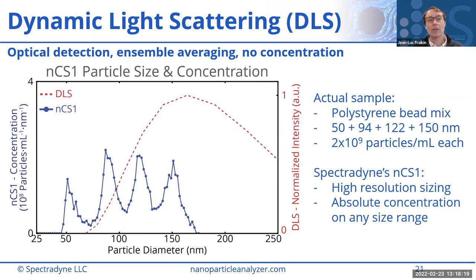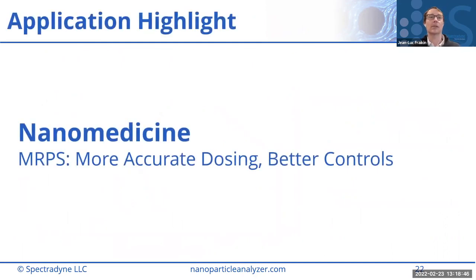Now, this is a bit of an unfair comparison, maybe you'd say, because dynamic light scattering is an ensemble method and MRPS is measuring single particles, so it has an inherent advantage, and you'd be right. But the fact is, many people are still using DLS to measure highly polydispersed samples, and it's failing them, honestly. So let's look at a specific example.